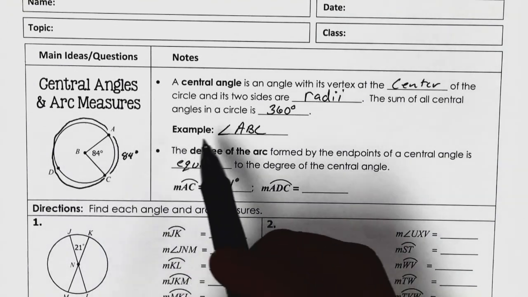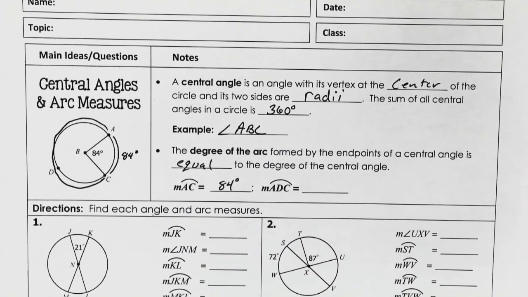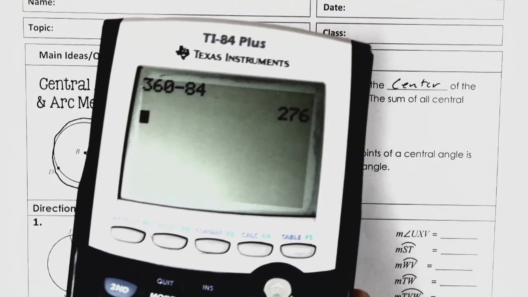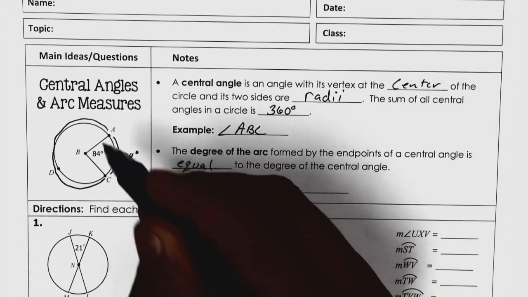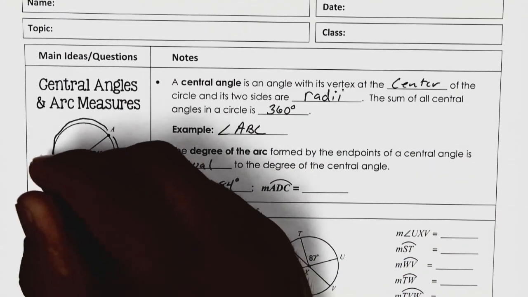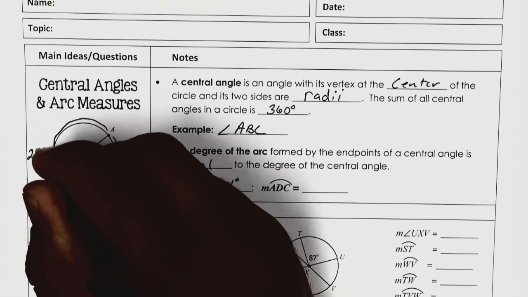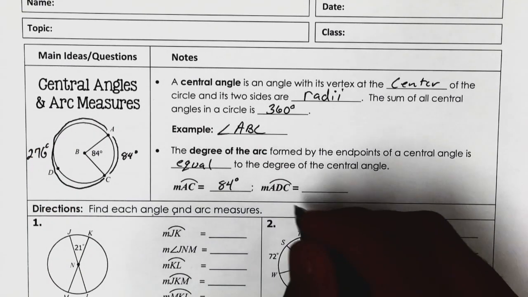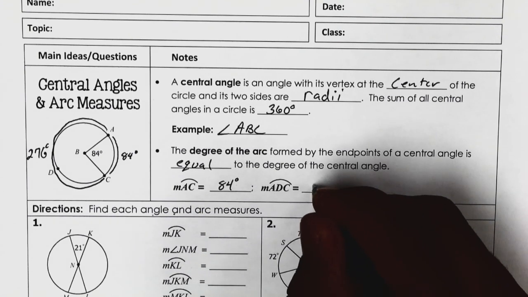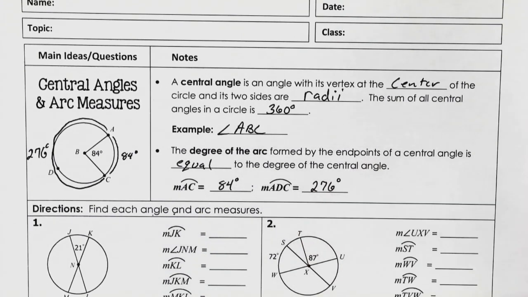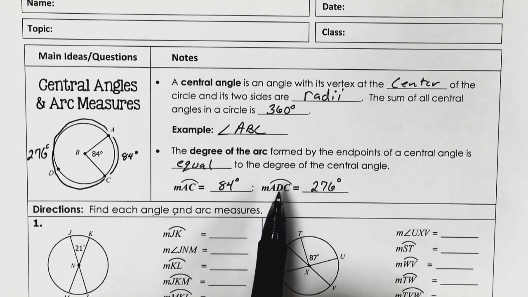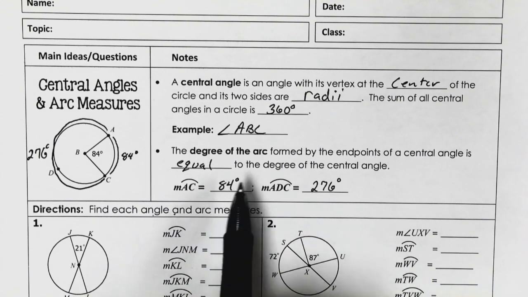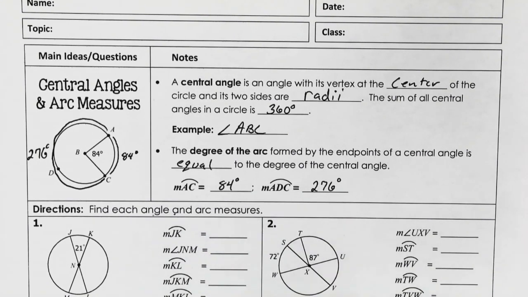Now remember, we just mentioned that the circle has to add up to 360. So therefore, that major arc has to be 360 minus that 84, which is 276. So the measure of arc ADC is 276 degrees. Okay, so you have minor arc, two letters, major arc, three letters. This one has to be less than 180. This one has to be bigger than 180.